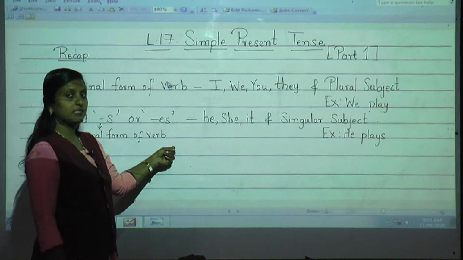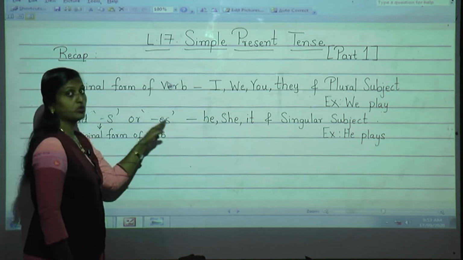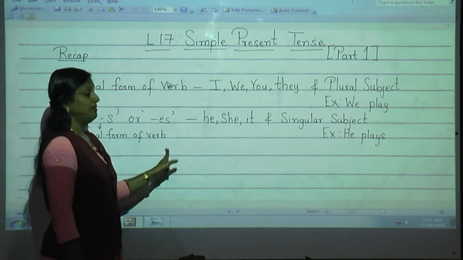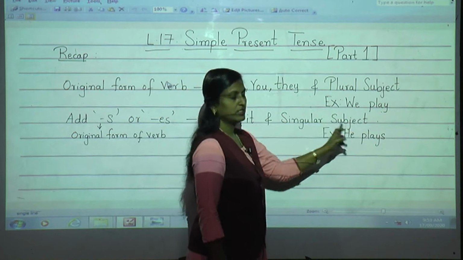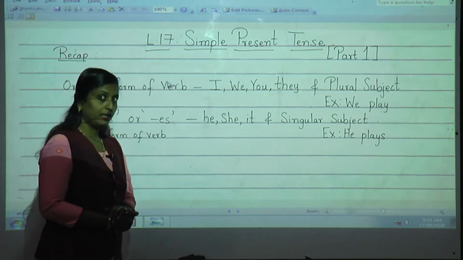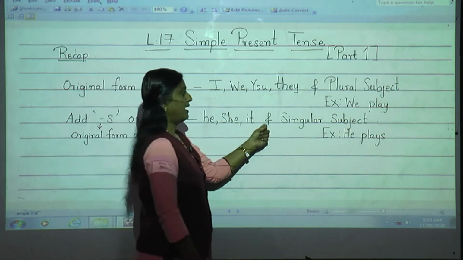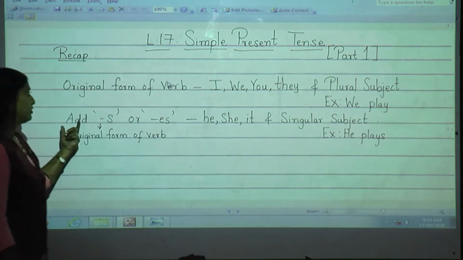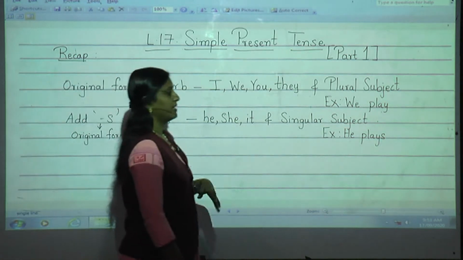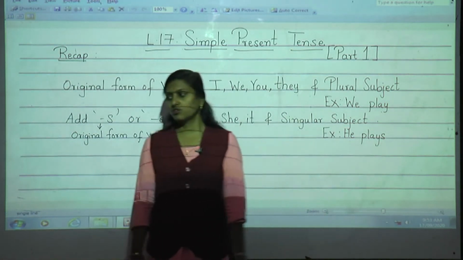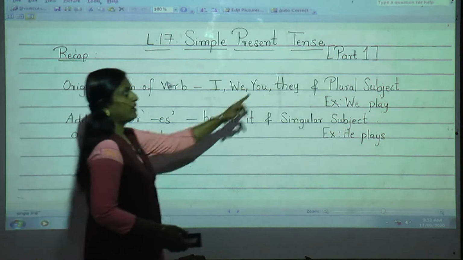Again I will repeat, in simple present tense what are we going to do, students? We are going to add s or es to the original form of verb when the subject is he, she, it and singular subject. Understood, students? For example, he plays. This was all about what we have learned in the last session. That was part 1.